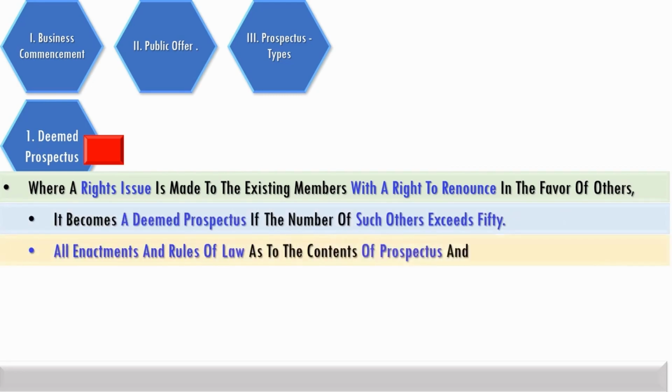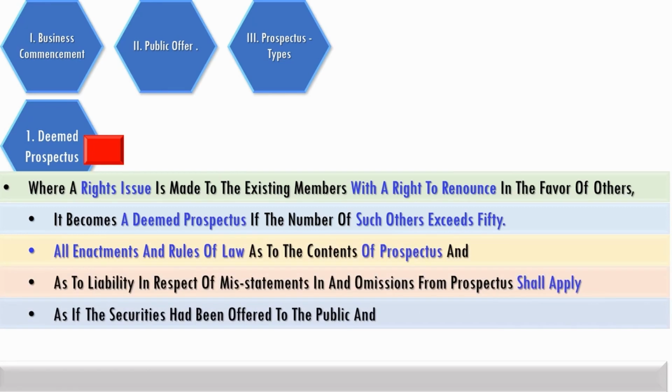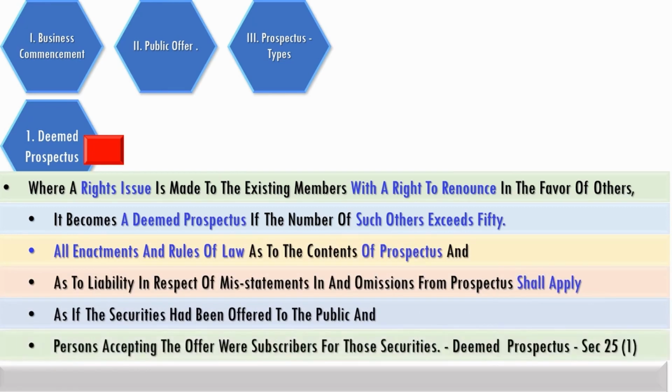of others where the others exceed 50 in numbers, the document becomes a deemed prospectus and attracts all enactments and rules of law regarding the contents of prospectus and the liability for any misstatement and omissions from prospectus.